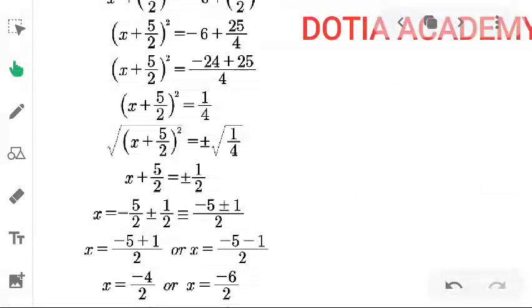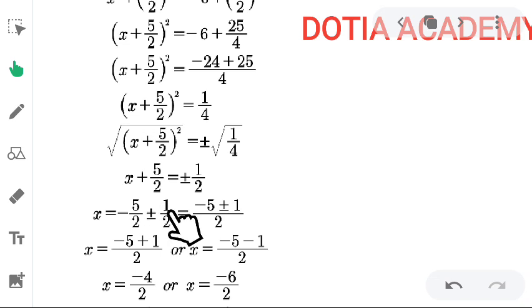To eliminate the squaring, you consider taking the square root on both sides. Taking the square root of (s + 5) squared, the squaring cancels the square root. The square root of 1 over 4: the square root of 1 is 1, and the square root of 4 is 2. Then you bring the plus 5 over 2 across. So s is equal to minus 5 over 2 plus or minus 1 over 2.